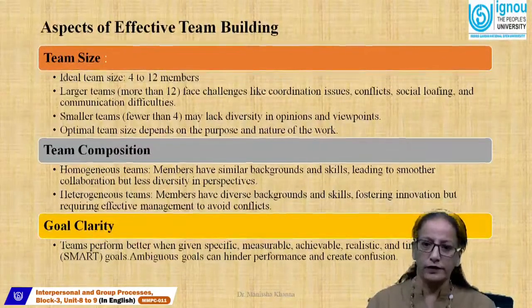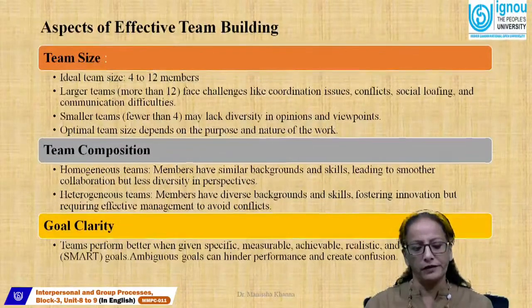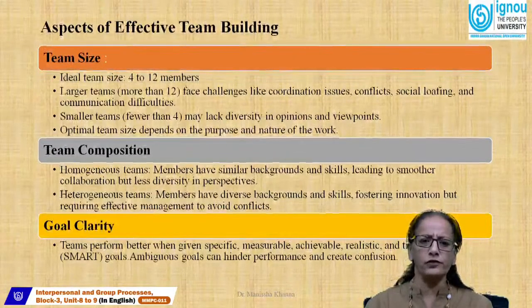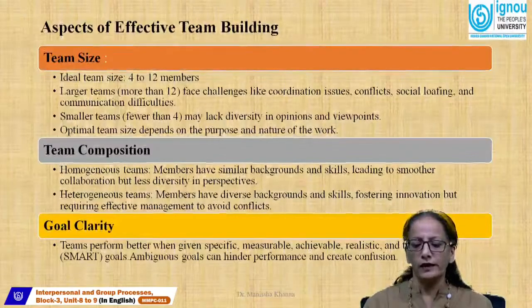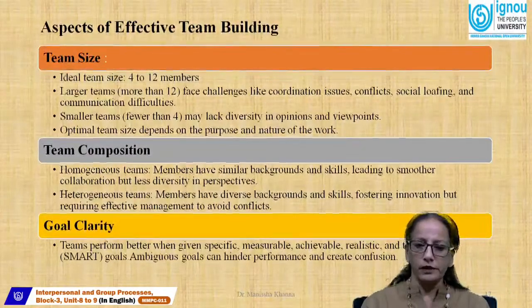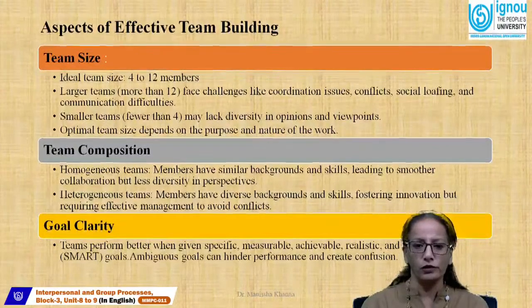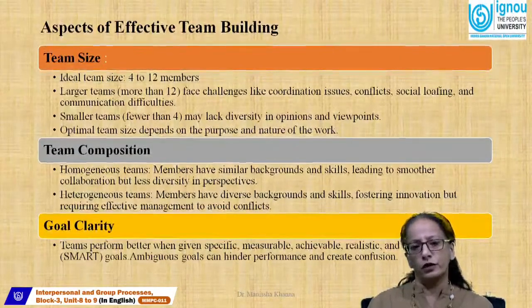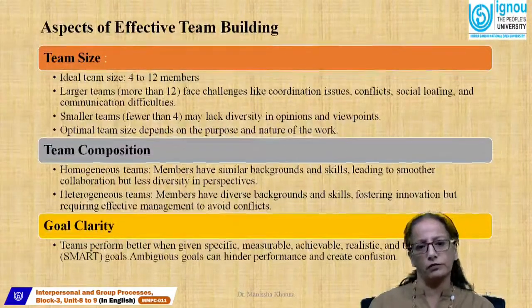Then there is goal clarity. Goal clarity is very important, because teams perform better with SMART objectives or SMART goals. SMART goals refer to specific, measurable, achievable, realistic and time-bound goals. Ambiguous goals hinder when the goals are not clear. They hinder not only the performance of an organization, but also the individual goals cannot be completed. It also creates confusion between the organization and the individual employee.